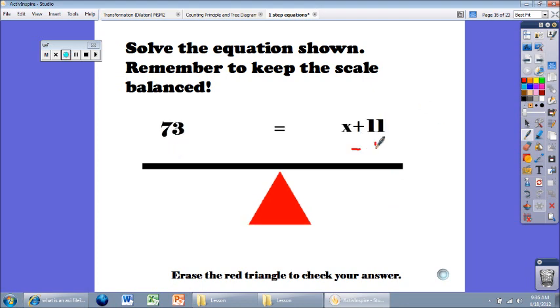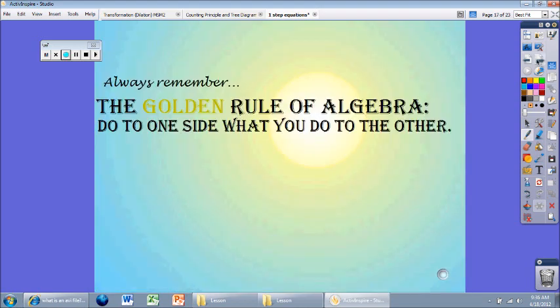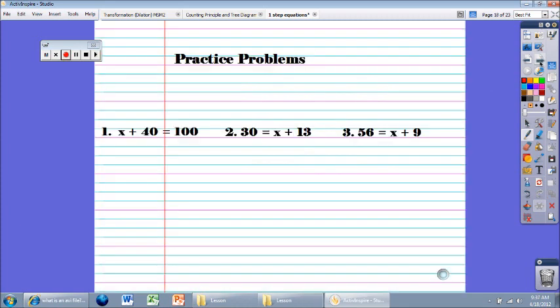Same thing over here. Minus 11. Minus 11. This is going to end up being a 62. This is going to be just an x. So x equals 62. Alright, golden rule of algebra. Always do to one side what you do to the other. Alright, so let's do some practice.